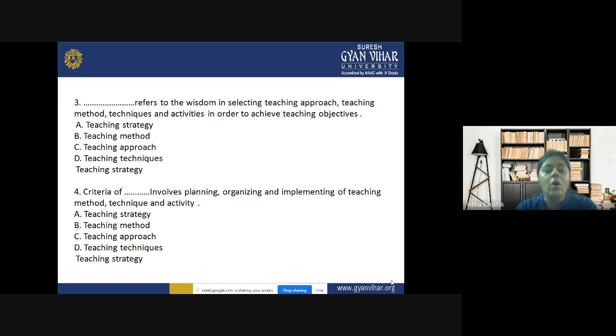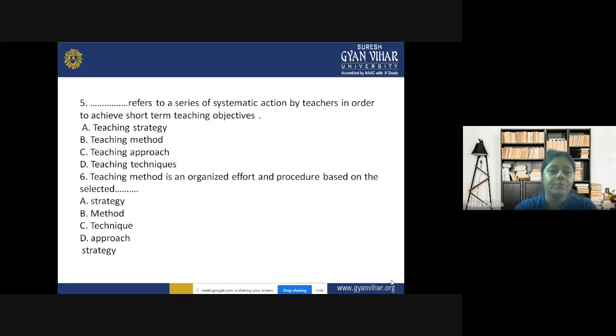So the criteria of teaching strategies involve the planning, organizing, and implementing of teaching method, technique, and activity. Now the fifth one, dash refers to a series of systematic actions by teachers in order to achieve short-term teaching objectives. The teacher has to take systematic actions, and the actions will help the teacher to achieve the short-term objectives.